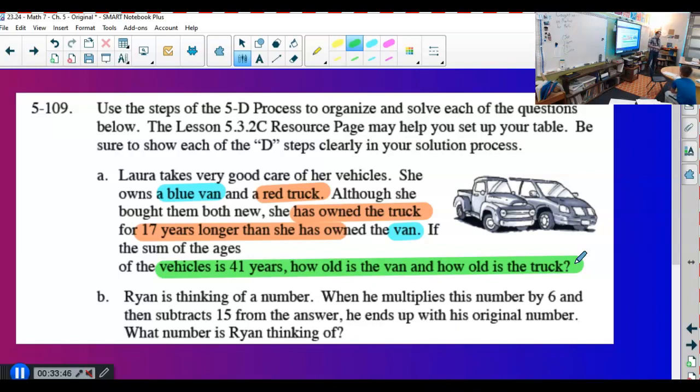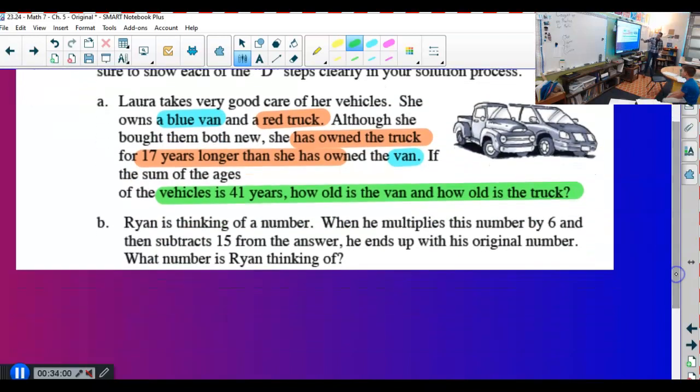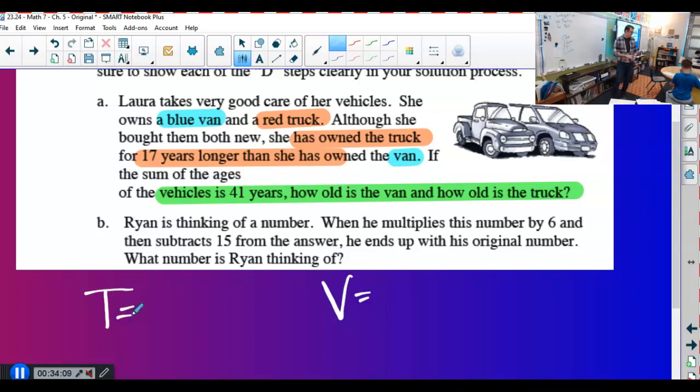So if I'm going to start writing this down like algebra, what are the 2 things I'm going to start with? Like the 2 things we're talking about here. What, Sophie? The van and the truck. So I'd probably write down T equals and V equals. So truck, van. You can write this on your handout, in the space where the bullet points are. It wants us to use the 5D process. I don't really want to.